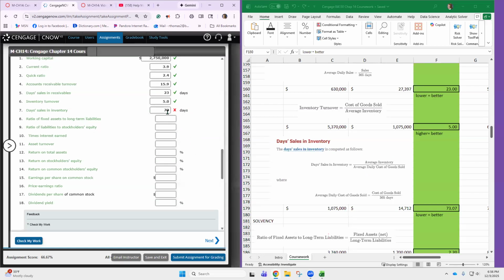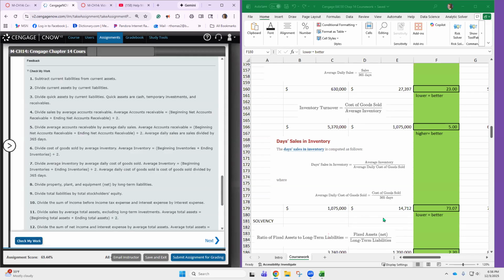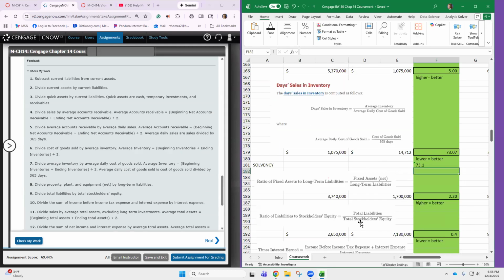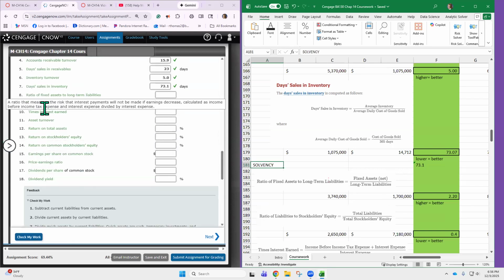All right. So you do need to take your days to the first decimal, because it won't take it. So the amount that I needed to put in for this one is 73.1. They're being a little pickier than I've seen them be before. So that's okay. Now we're ready to go into solvency measures.